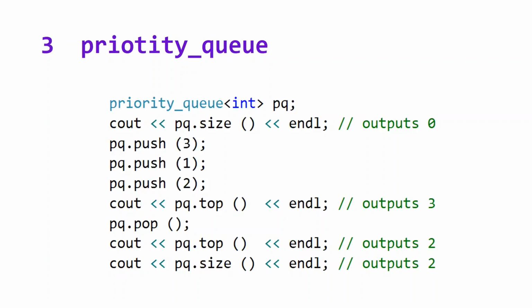Taking a look at our code example, we declare our priority queue of integers. At this point, its size is equal to 0. We then push onto it the integers 3, 1, and 2. Because by default a priority queue is a max heap, the method top at this point will return 3. We then pop off the 3, top will then return 2, and on our final line, the size of our priority queue will be equal to 2.